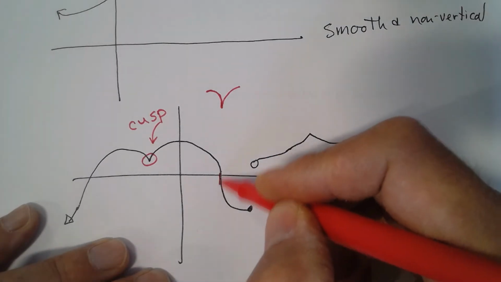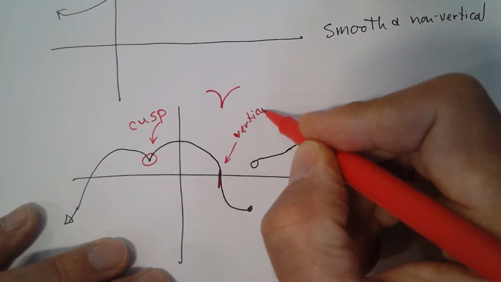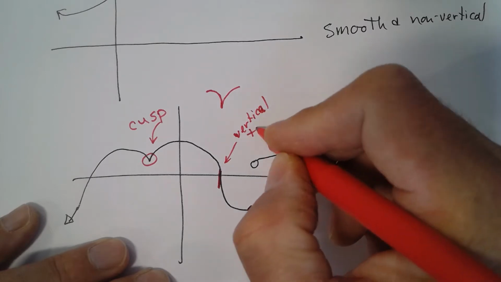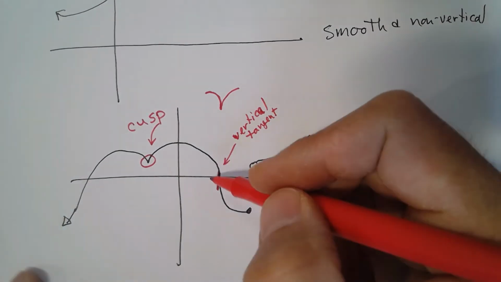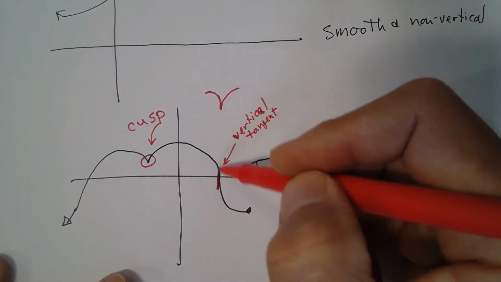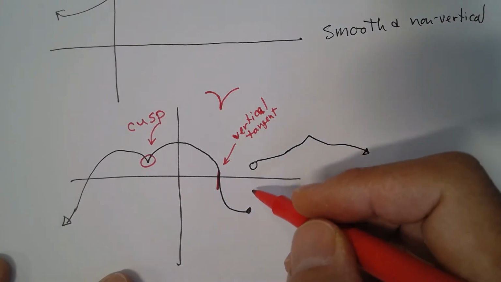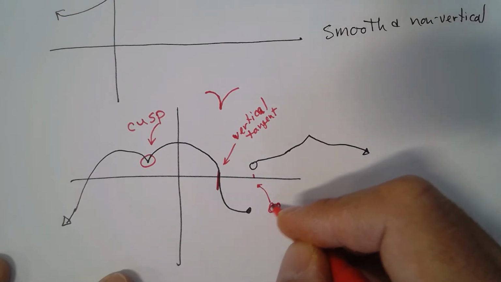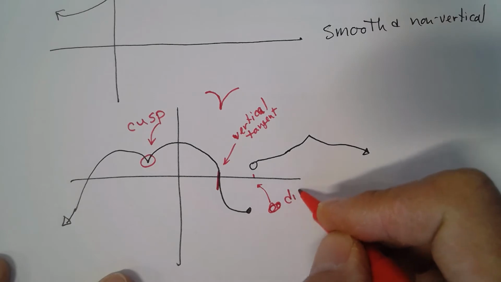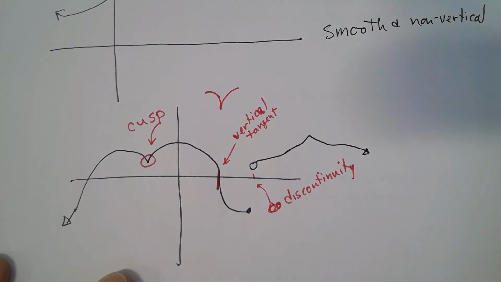Here's another one right here. That's a vertical tangent. So we learned back in algebra that the slope is undefined. So our derivative is undefined here because it's vertical. It's smooth, but it's vertical, so the derivative does not exist there. Any point of discontinuity, this is a jump discontinuity, but any point of discontinuity, the derivative is not going to exist.